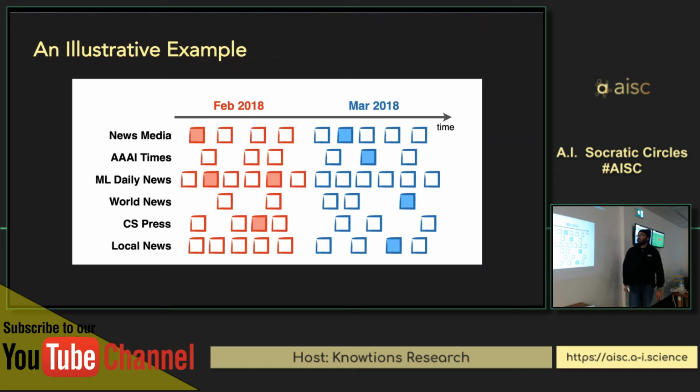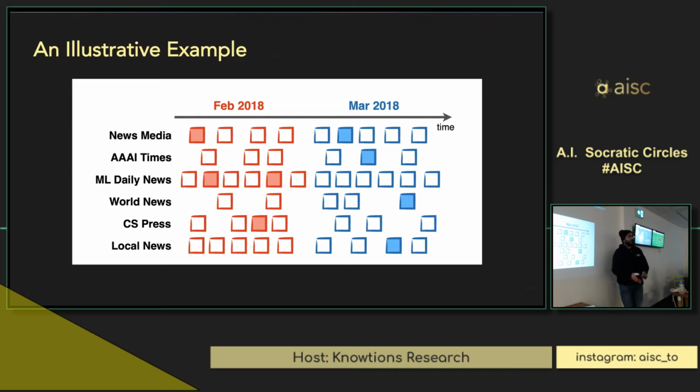So here's an illustrative example as we saw in the paper. On the x-axis we have time, and we have 6 different news outlets, and all of them are reporting about artificial intelligence, and more or less they're about the same, but there are differences in the things that get reported, and we really want to find what those diverse sets are.